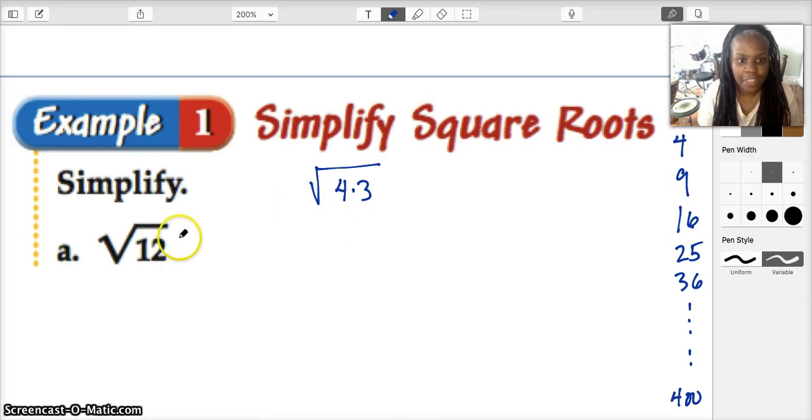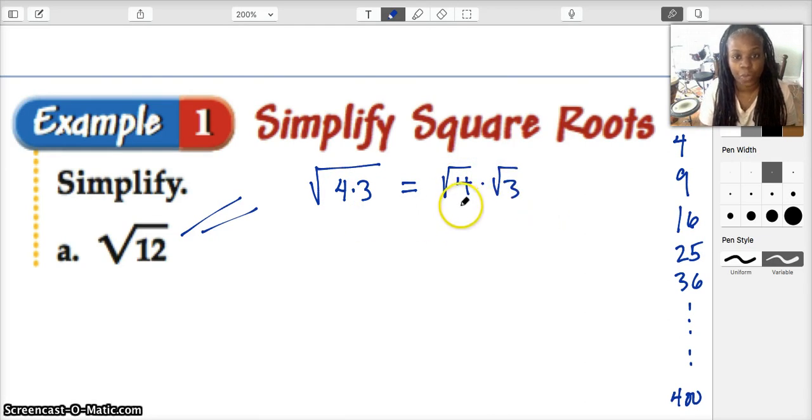So let's go ahead. I've taken this 12 and I've written it as the square root of 4 times 3. And what I know is I can take the square root of 4. So this is also an equivalent way of writing that. The square root of 4 is 2, and the square root of 3, I can't simplify. So the way I simplify the square root of 12 is to write it as 2 root 3.